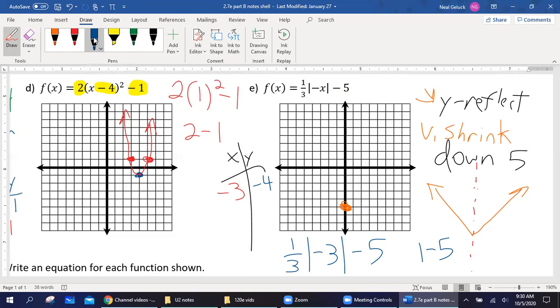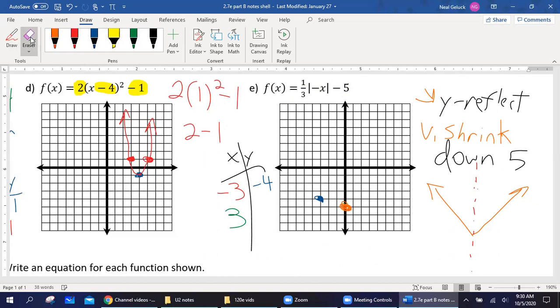So at -3, I'm down at -4. Another smart number on the other side of it would be 3 to pick, because it's going to give me the same thing. I'm going to end up with -4 for the y. So write 3, down 4. And I do my little absolute value stuff, which does look like it's been shrunk vertically or made wider.